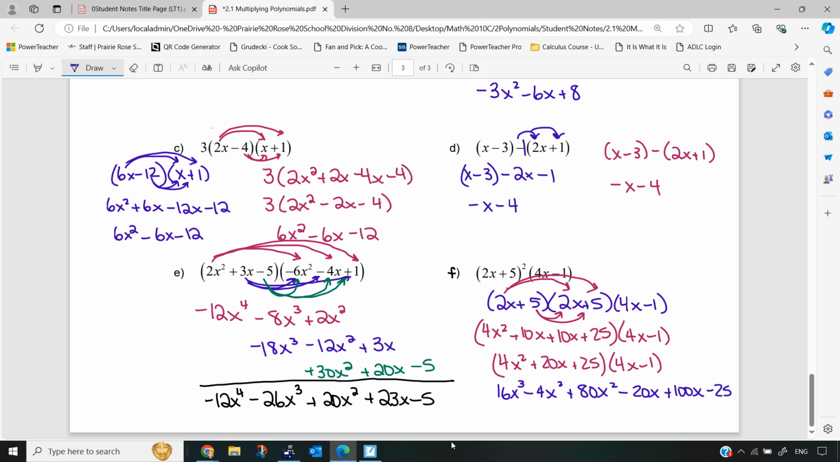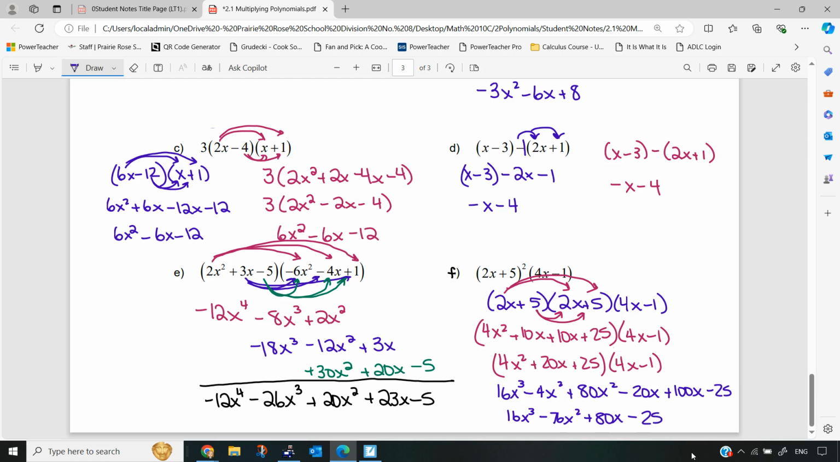Now again, I'm looking for common terms. So I have 16x cubed. Negative 4x squared plus 80x squared is 76x squared. Negative 20x plus 100x is positive 80x. And then I have negative 25.